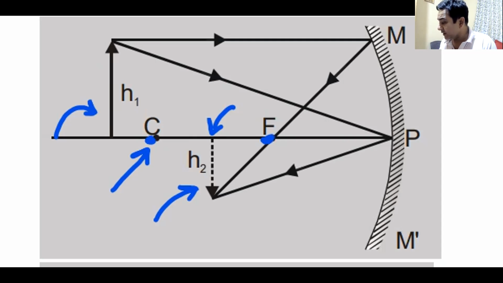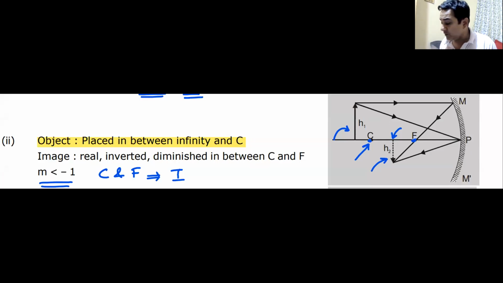What you have to remember is the diagram and the information. The information is that when the object is placed between infinity and C, the image is real, inverted, slightly smaller. Magnification is less than minus 1. The image is formed between center of curvature and F. Can I have raised hands from everyone that you understand this? I'll give you a minute to draw this diagram.